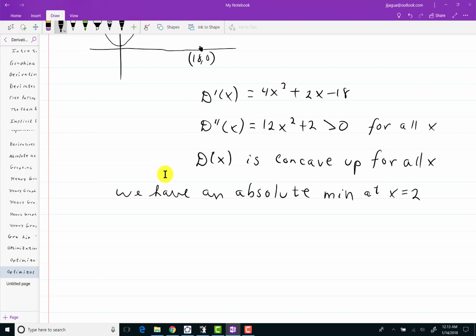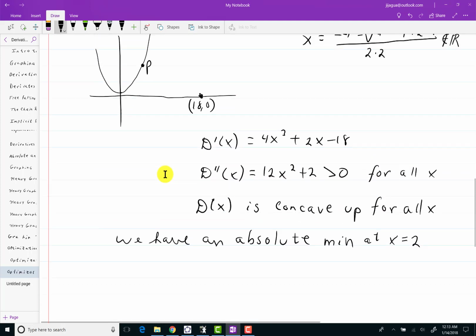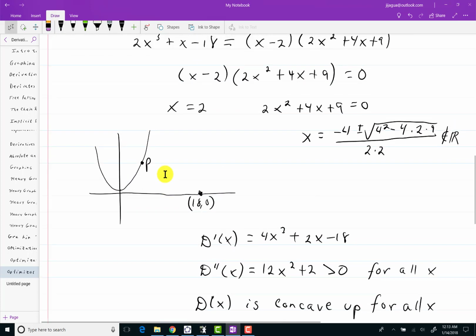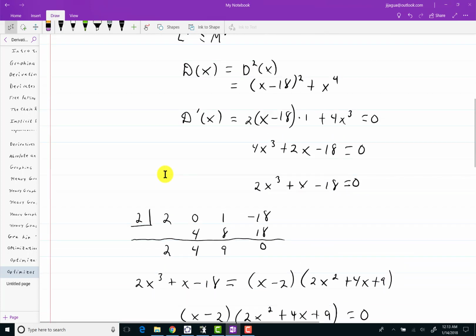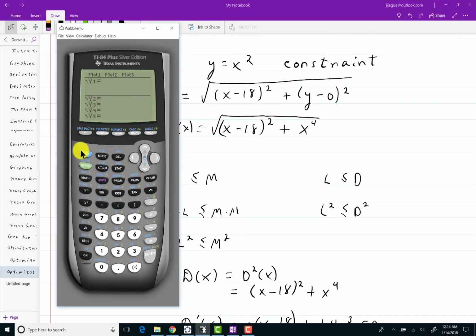You don't believe me? Let's go ahead and put the d in the calculator. I don't care if we put the script d or the original d in the calculator. I'll put the original d in the calculator. Put that whole ugly thing in there. Square root of x minus 18 squared plus x to the 4th. And I'll do as I did before, zoom 6.